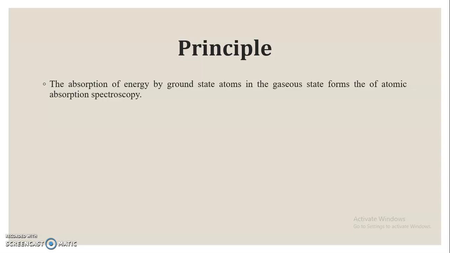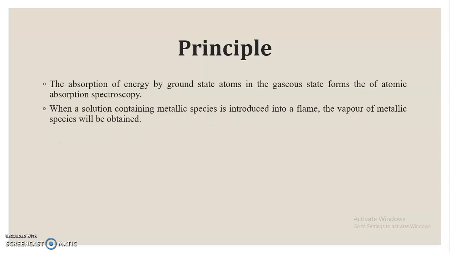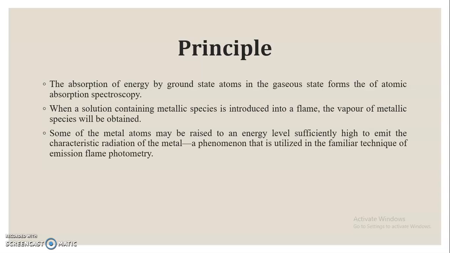Atomic absorption spectroscopy is based upon this principle. When a solution containing metallic species is introduced into the flame, the vapor of metallic species will be obtained. Some of the metal atoms may be raised to an energy level sufficiently high to emit the characteristic radiation of the metal. Means after absorption of a specific amount of energy, the metal will go to the excited state. This phenomenon is utilized in the familiar technique of flame emission photometry.